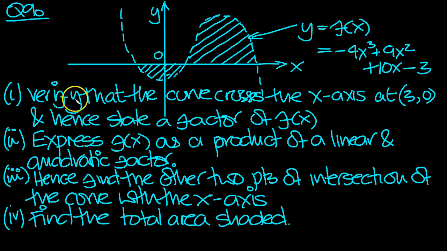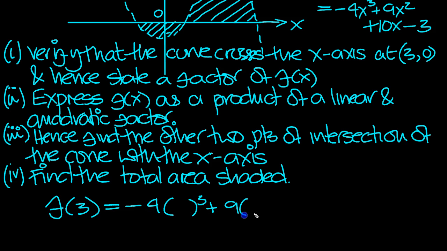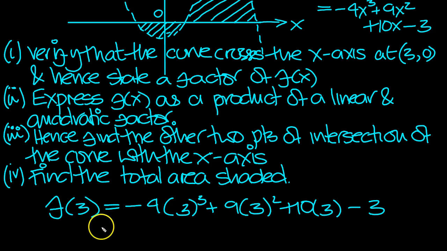So here's the question in summary form. Here's y equals f of x, at (3, 0). So we've got our polynomial, our cubic, so we need to work out f of 3 and see if it equals 0. It's minus 4x cubed plus 9x squared, isn't it, plus 10x minus 3. And the input value is 3, so let's see if we get a 0 when we put these in. What are we going to get?